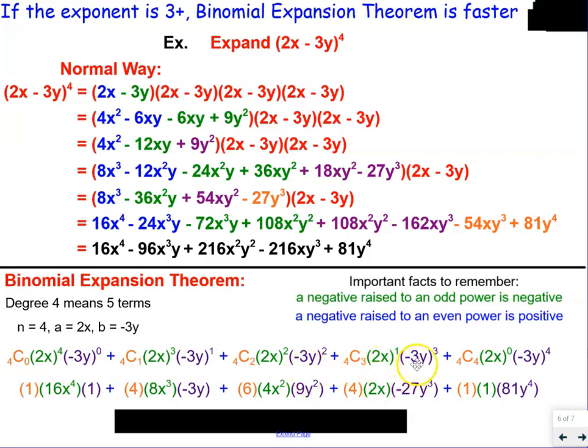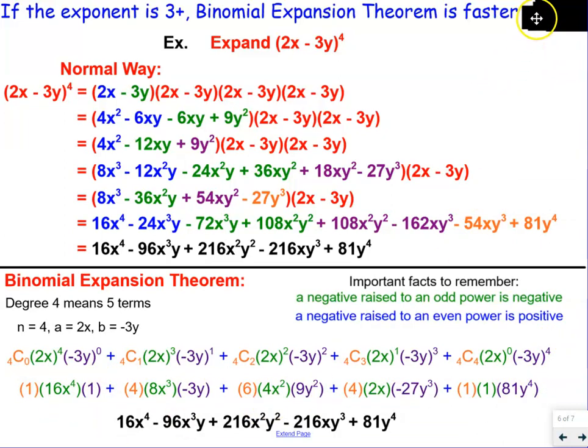2x to the first stays the same. Negative 3y all cubed gets you negative 27y cubed. That's 1. And then negative to an even power is positive, so positive 81y to the fourth. Multiply each term, I get the same answer, a lot less work.